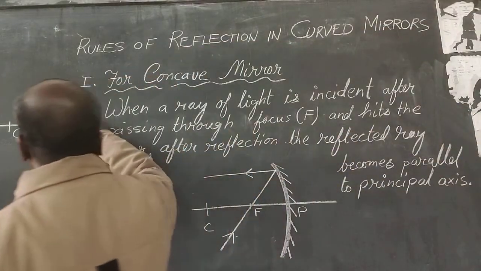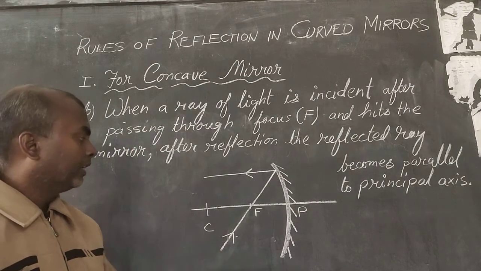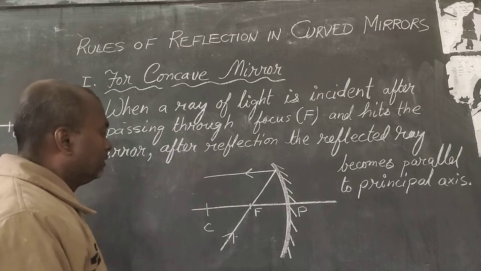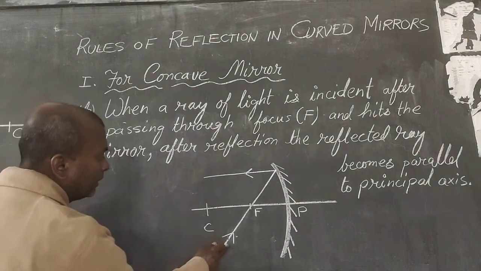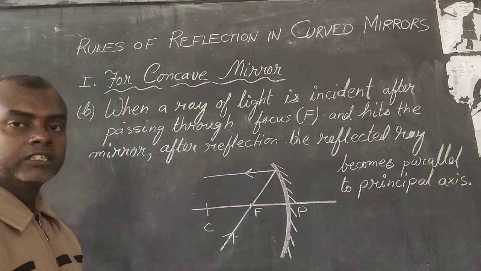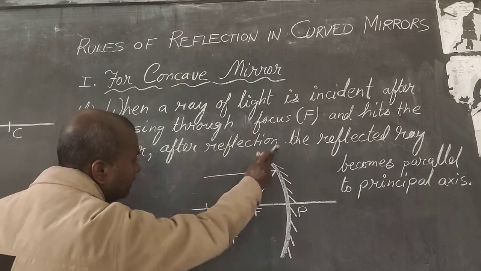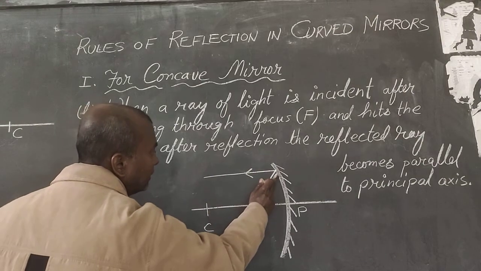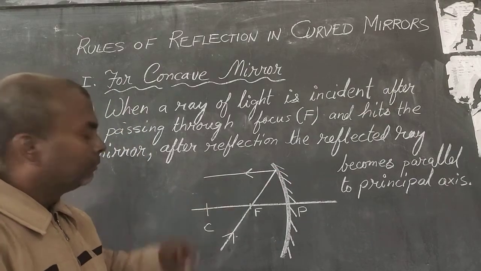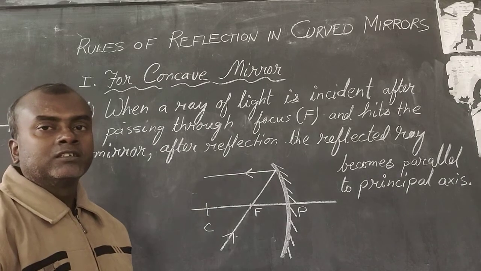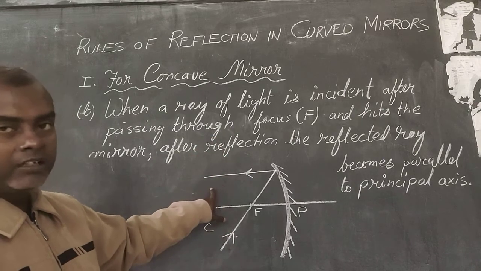Now the second rule is for concave mirror. Let me show you from the diagram. It is the opposite of the first rule. Here, when a ray of light passes through the focus and hits the mirror, see, the arrow diagram has now reversed. The diagram remains the same, only the arrow positions have reversed. Now this is the incident ray. It is passing through focus, hits the mirror, and after reflection, what happens to it? It now becomes parallel to the principal axis.